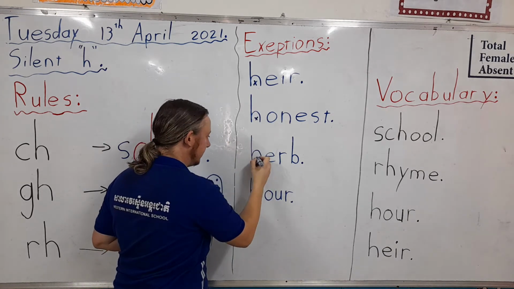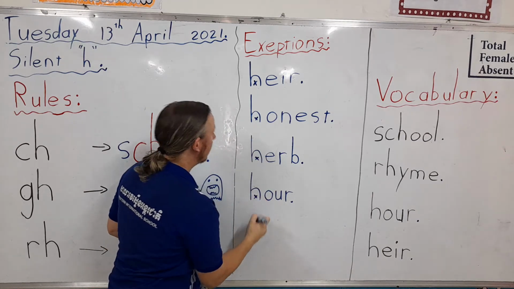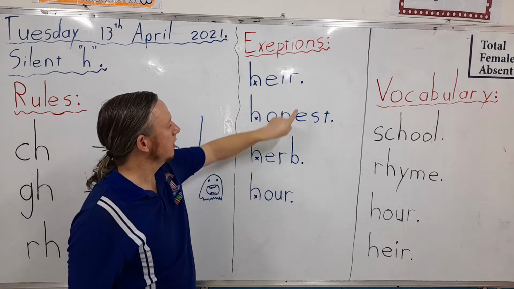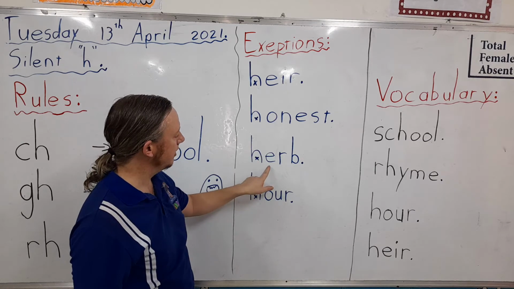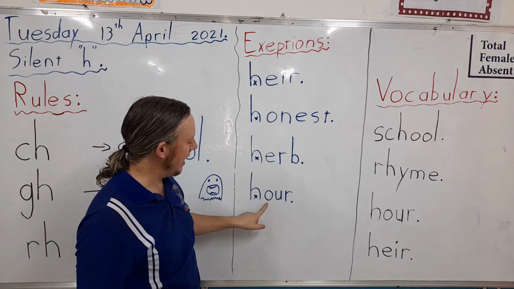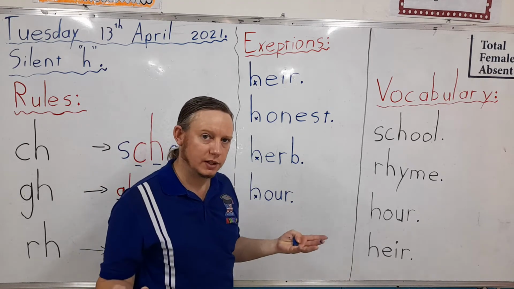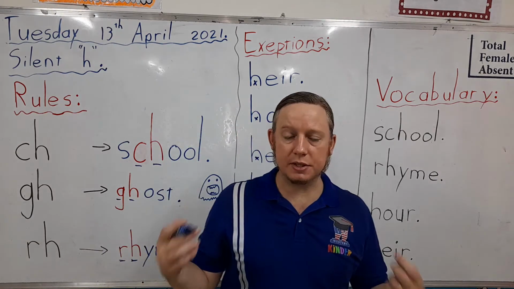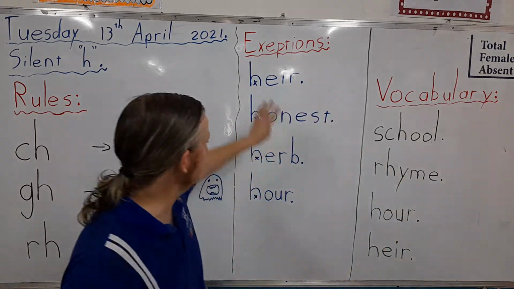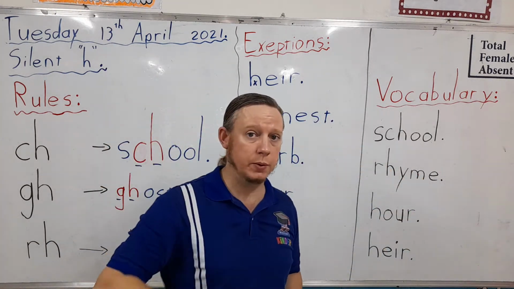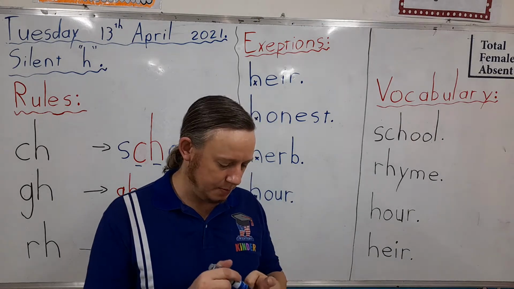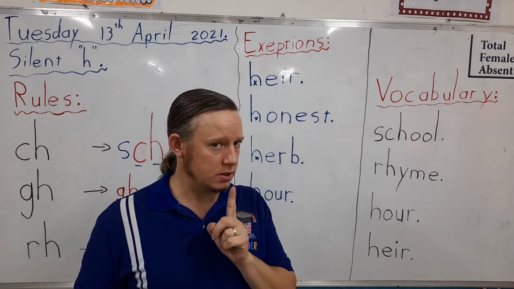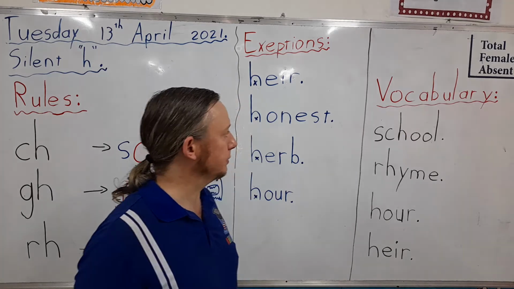So I'm going to put a little X here so you can remember. Air, honest, herb, hour. Okay, remember them. When you see them, that's when you know you're going to see these words a few more times in grade 1. So hopefully if you see them, you can remember we do not say the H sound.